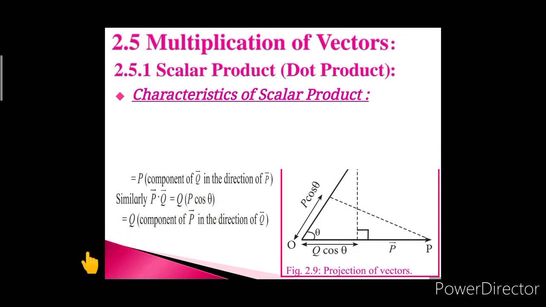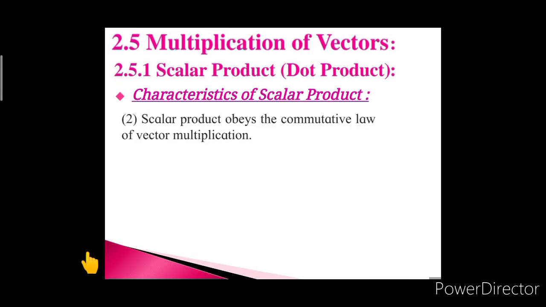The second characteristic of a scalar product is that the scalar product obeys the commutative law of vector multiplication. That means, if we change the order of multiplication, we obtain the same result, as vector p dot vector q gives the result p q cos theta. If we change the order of this multiplication, we write it as qp cos theta.